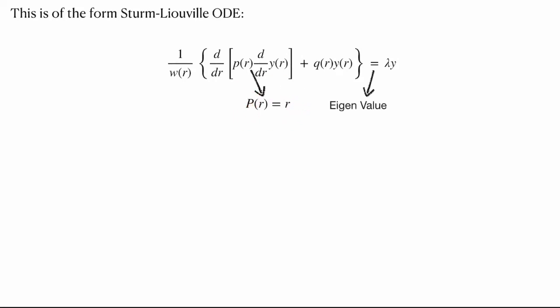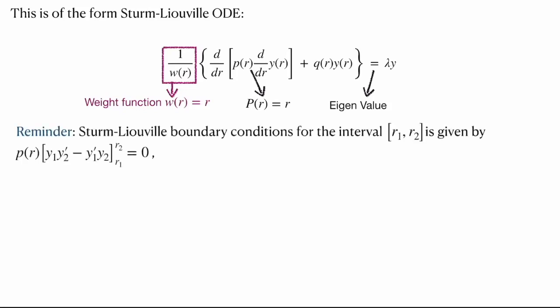And then we have eigenvalue lambda here, which is essentially a constant coming out when you operate on the differential equation. And then we have this weightage function, which could be a function of r, and that can be incorporated very easily in the Sturm-Liouville boundary condition. Let us remind ourselves that the Sturm-Liouville boundary condition between R1 and R2 is given as p of r, y1 into y2 prime minus y1 prime into y2, evaluated at R1 and R2, is equal to 0.